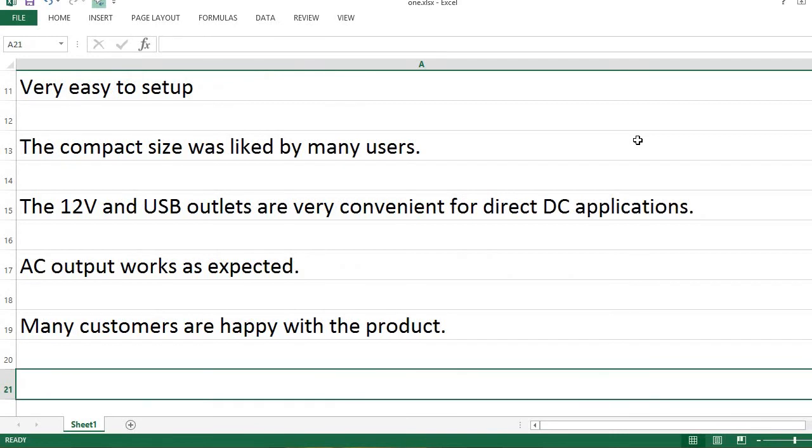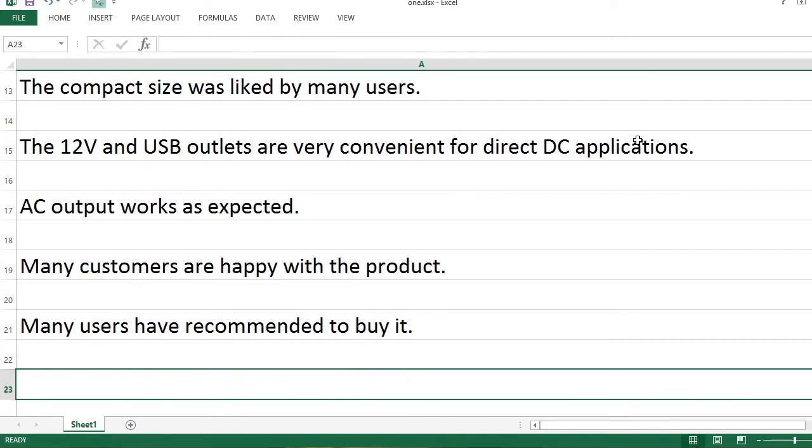Many customers are happy with the product. Many users have recommended to buy it.